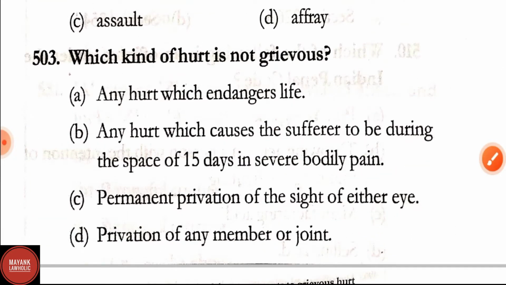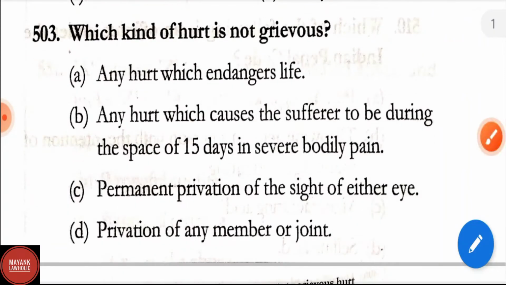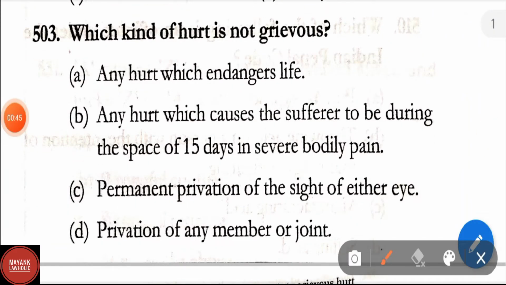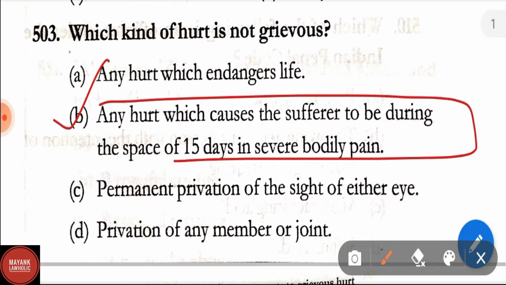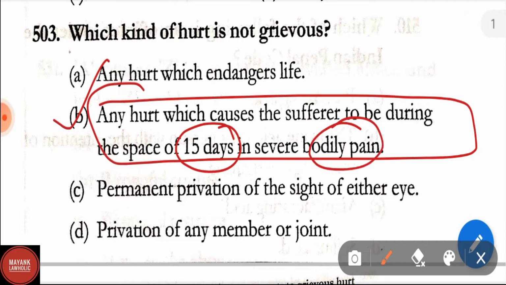Question number 503. Which kind of hurt is not grievous? Options are: any hurt which endangers life, any hurt which causes the sufferer to be during the space of 15 days in severe bodily pain, permanent privation of the sight of either eye, privation of any member or joint. Correct answer is option B, that is any hurt which causes the sufferer to be during the space of 15 days in severe bodily pain. This is not grievous hurt. Other hurts are grievous hurt.